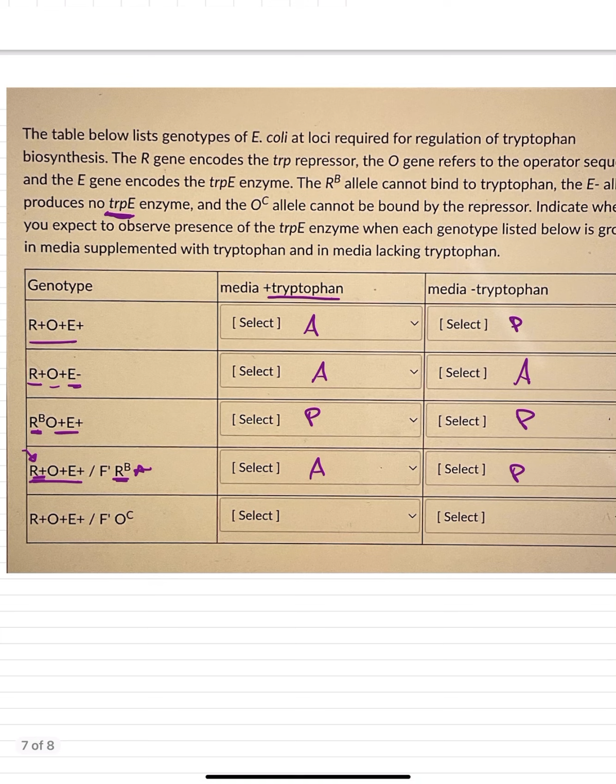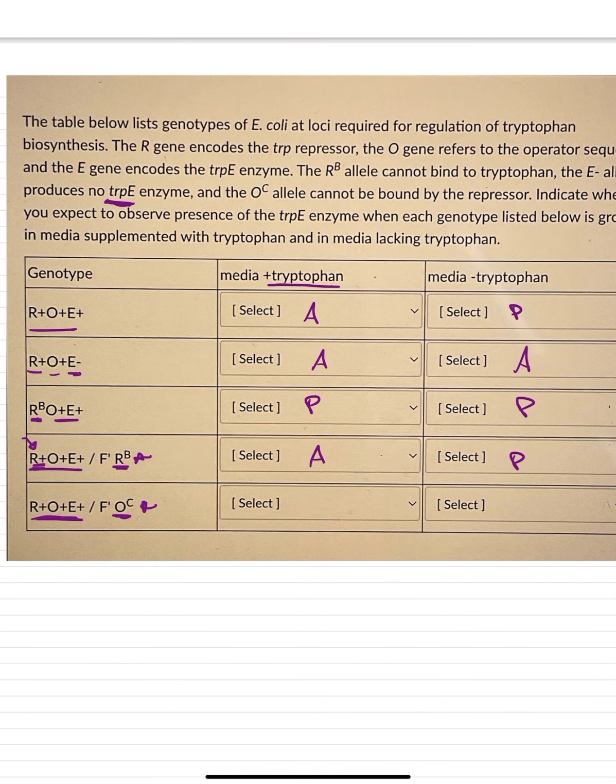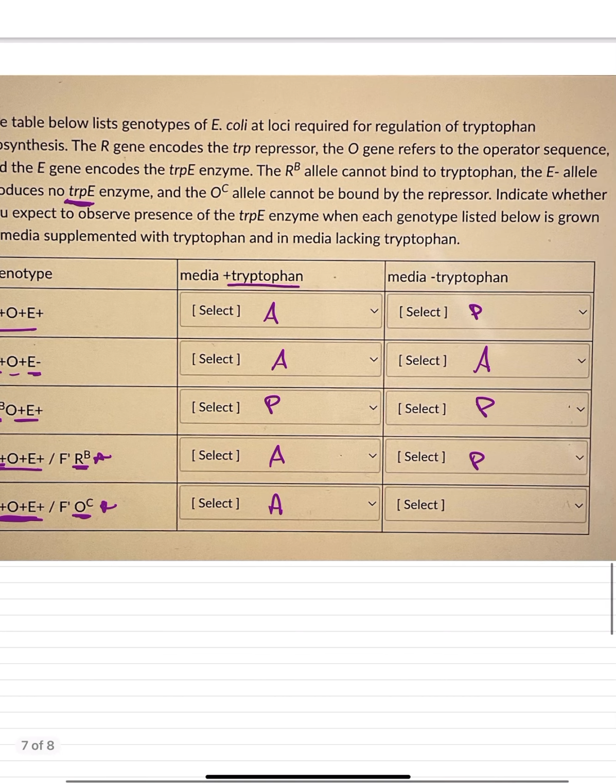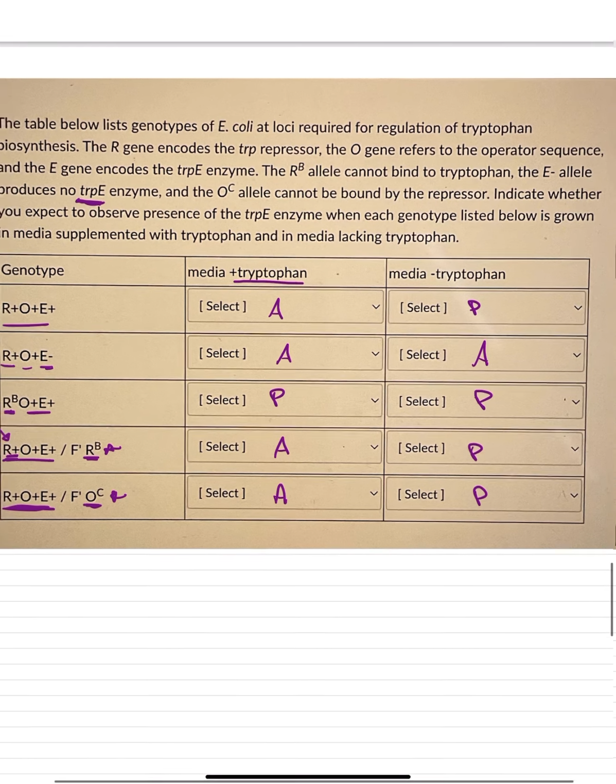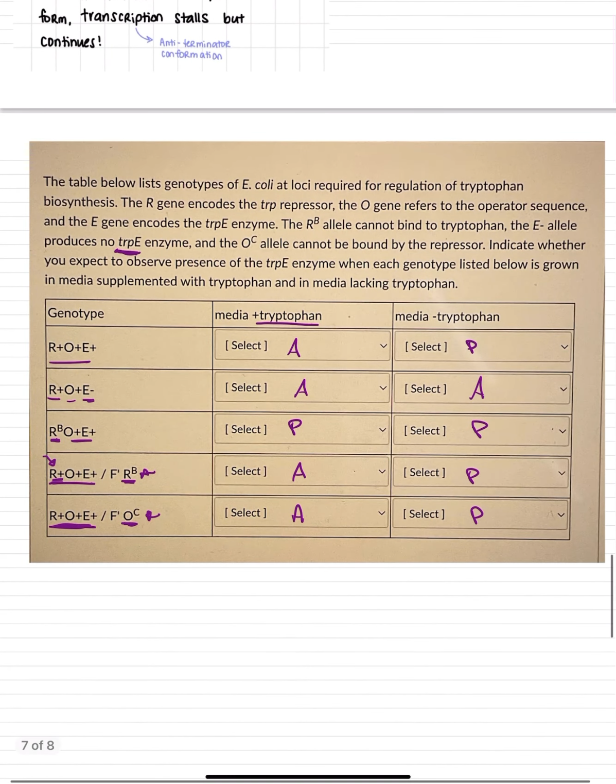For this bottom problem, we have a plasmid carrying an OC. So this OC will result in constitutive expression. However, this is a cis-acting element, meaning it's not movable. It cannot impact this genotype, not like the trans-acting element. So, if we have this working genotype, when tryptophan is present in the environment, we're not going to make any TrpE, so that's going to be absent. When tryptophan is not present in the environment, we're going to make TrpE, and so it's going to be present. This is how you solve this problem.